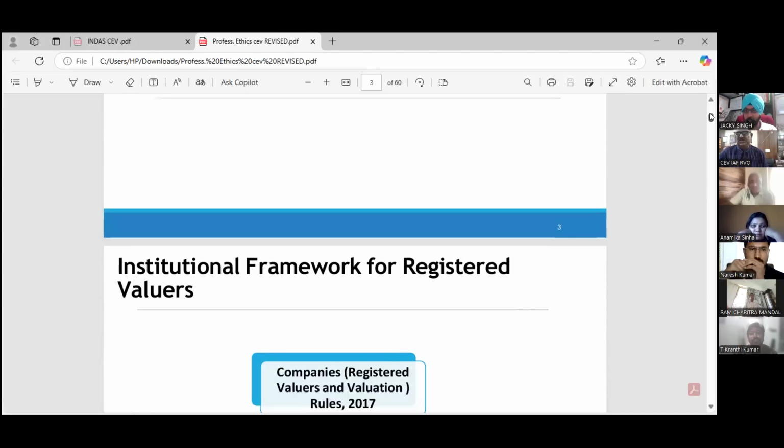So there is a special circular issued by the IBBI, Caveat Limitations and Disclosures, CLD, a special circular that is also on our website. That is not a part of this syllabus. That is issued by the authority after so much work and so much research and other things. So a special circular about CLD is available on the IBBI website, and it is also available on the official website of the CEV also.